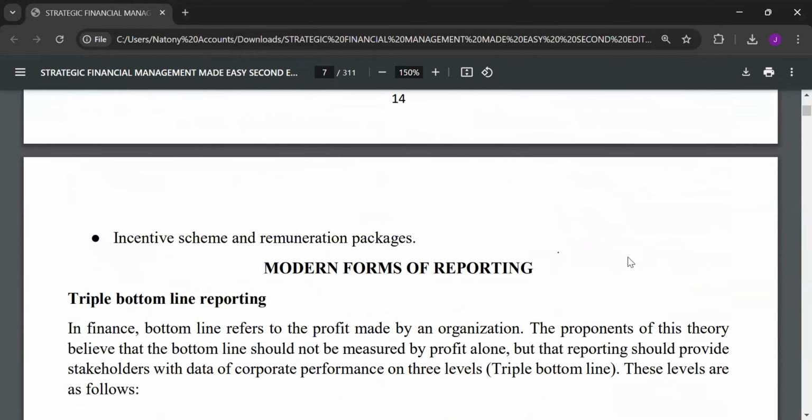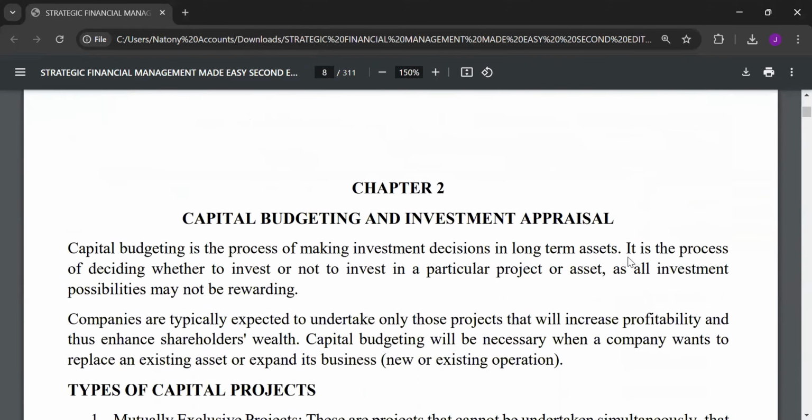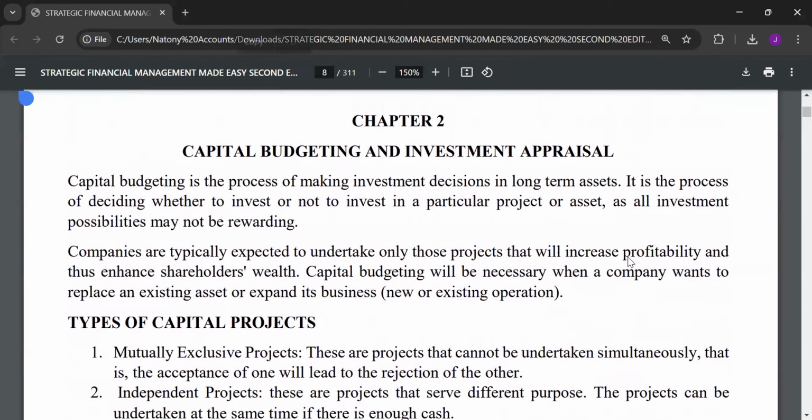Let me scroll down to some other area. Let's go to the next chapter. It's just a revision class. So chapter 2 is capital budgeting and investment appraisal. This forms one of the pillars of the financial management examination, your investment appraisal. Investment appraisal can come in different forms. But what is investment appraisal all about? You're looking at long-term investments, investing in long-term projects.